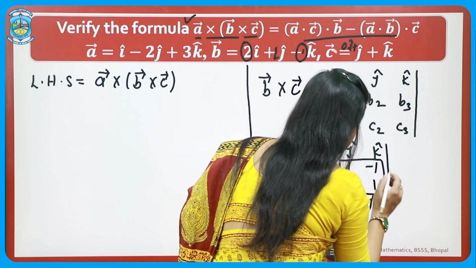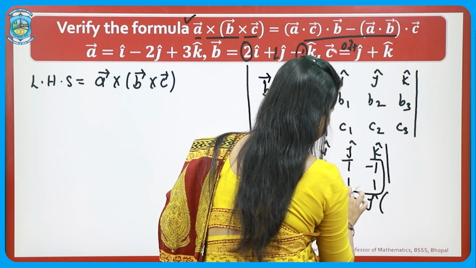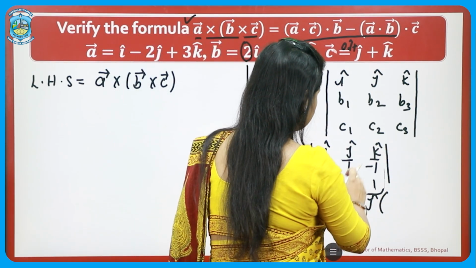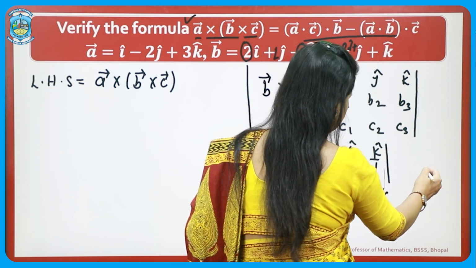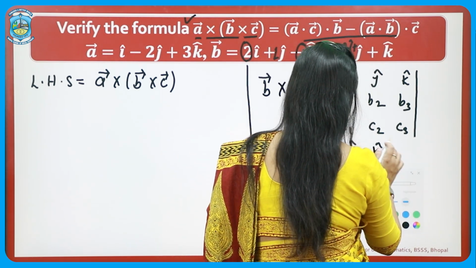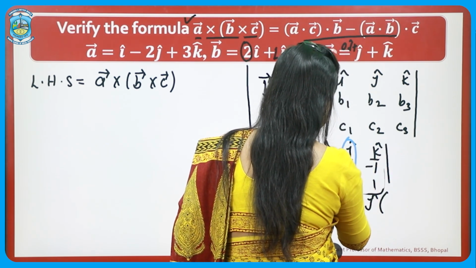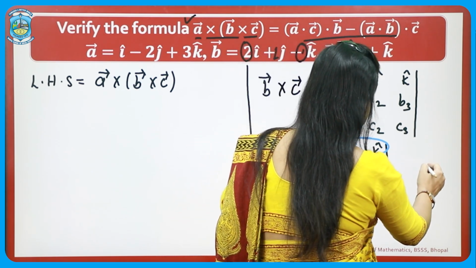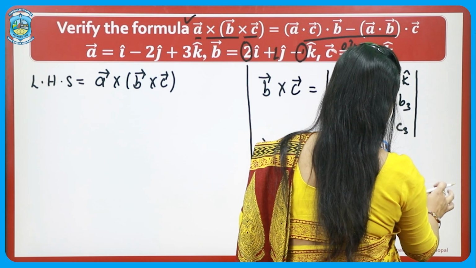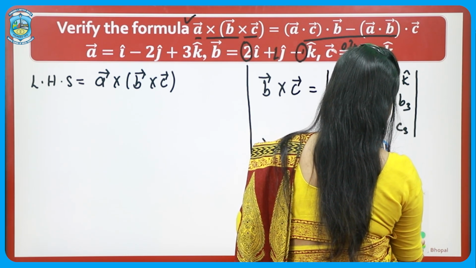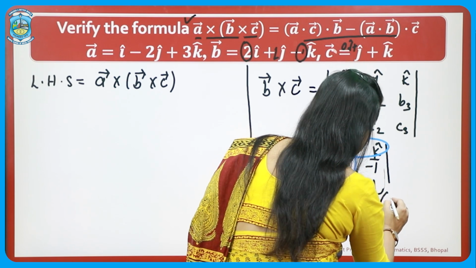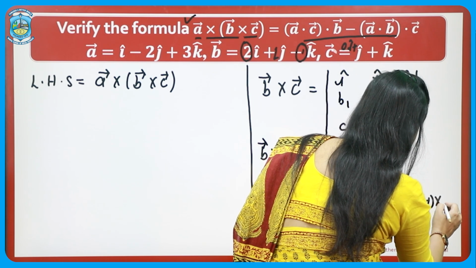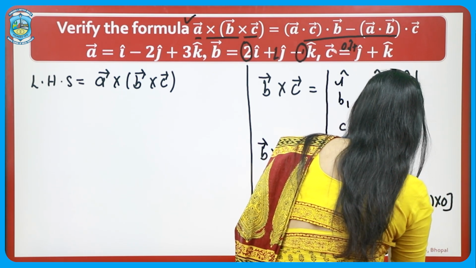So, that would be 1 into 1 minus of minus 1 into 1. Minus of j cap. Now, we have to take the determinant by deleting the first row and the column corresponding to j cap, that is by deleting this row and this column. So, we will get 2 into 1 minus of minus 1 into 0.